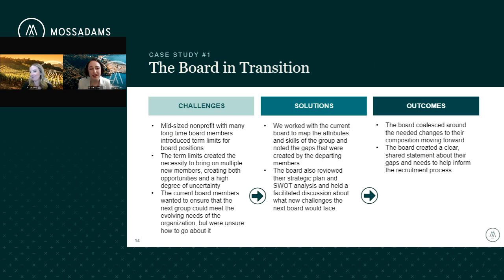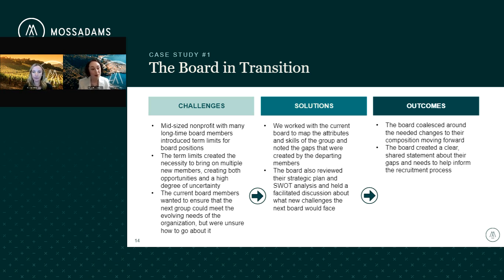Fantastic. So we wanted to share a couple examples with you all of some of these tools in action that we're talking about, or other boards that have handled challenges in these different areas. And the first case study we wanted to bring up was a group I was working with, a mid-sized nonprofit. They had a lot of very long-time board members, folks who had been there for many, many years, had deep connections to the organization, but they had just introduced term limits.